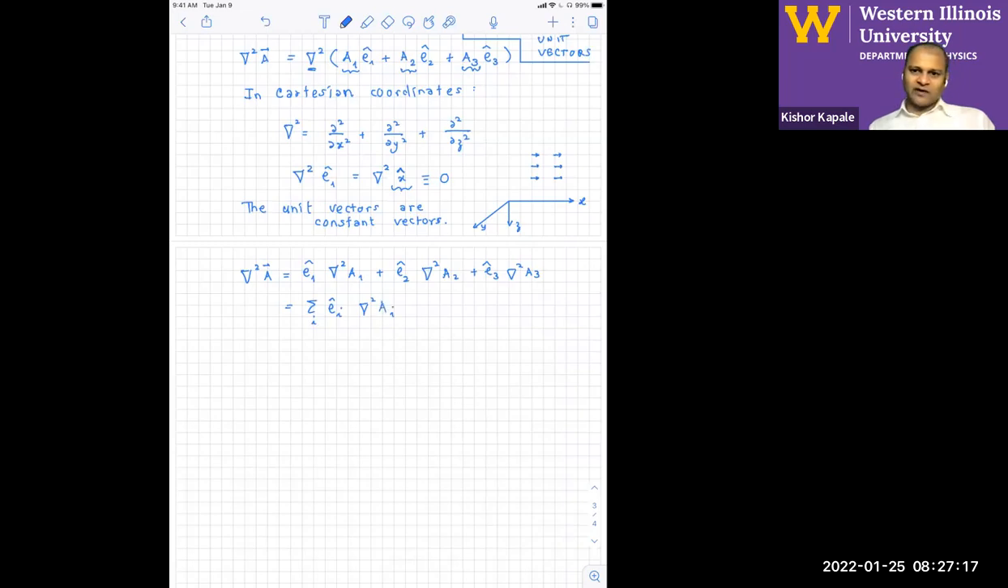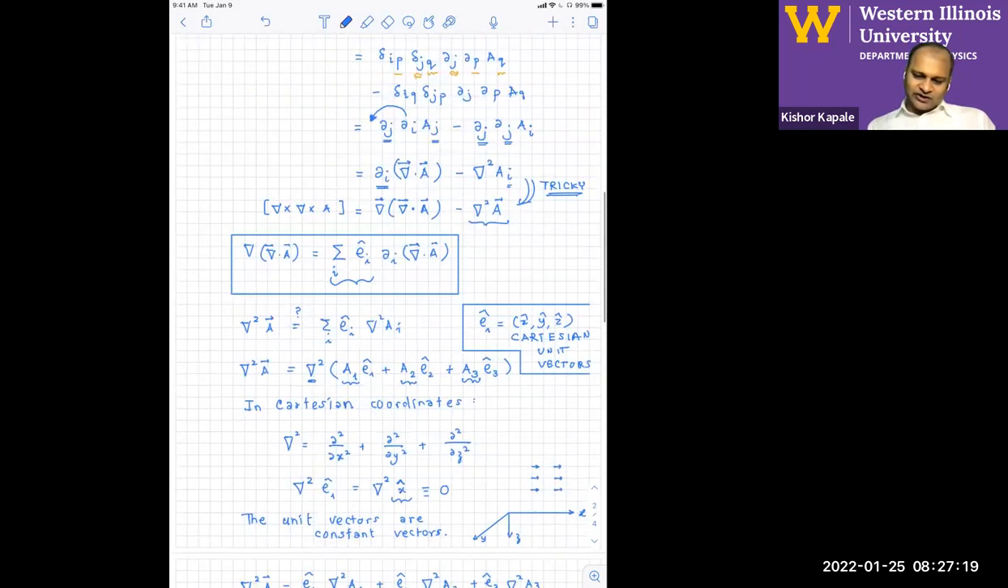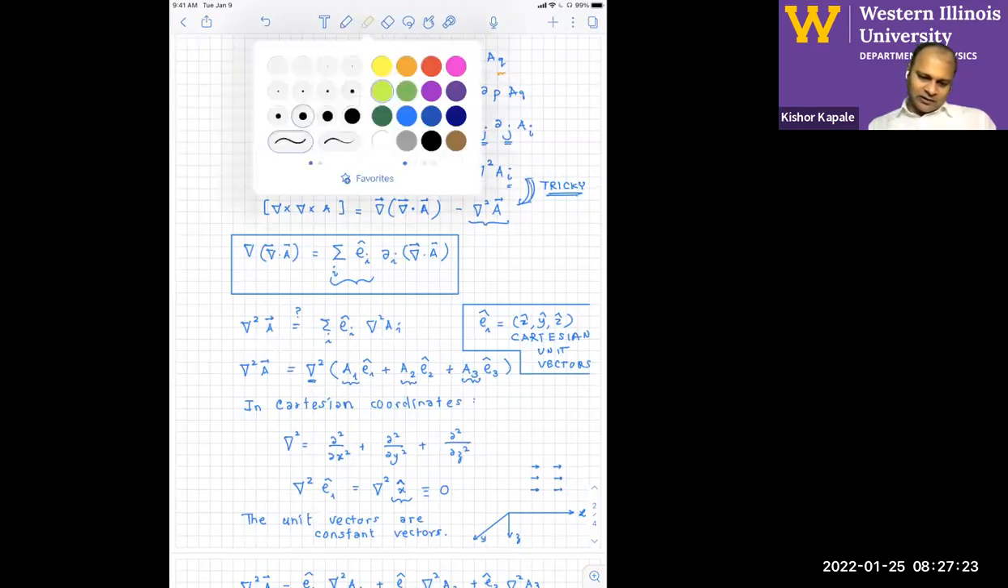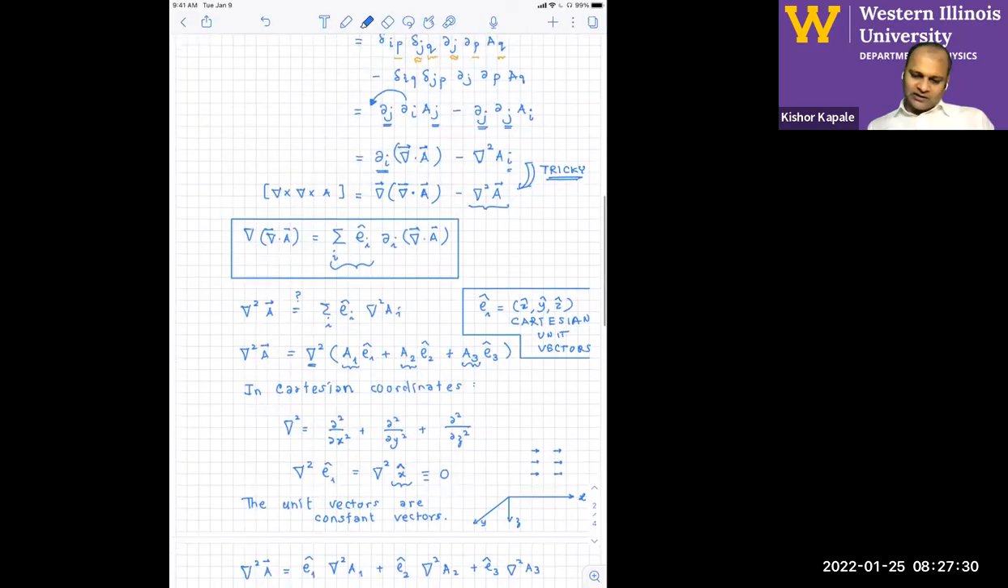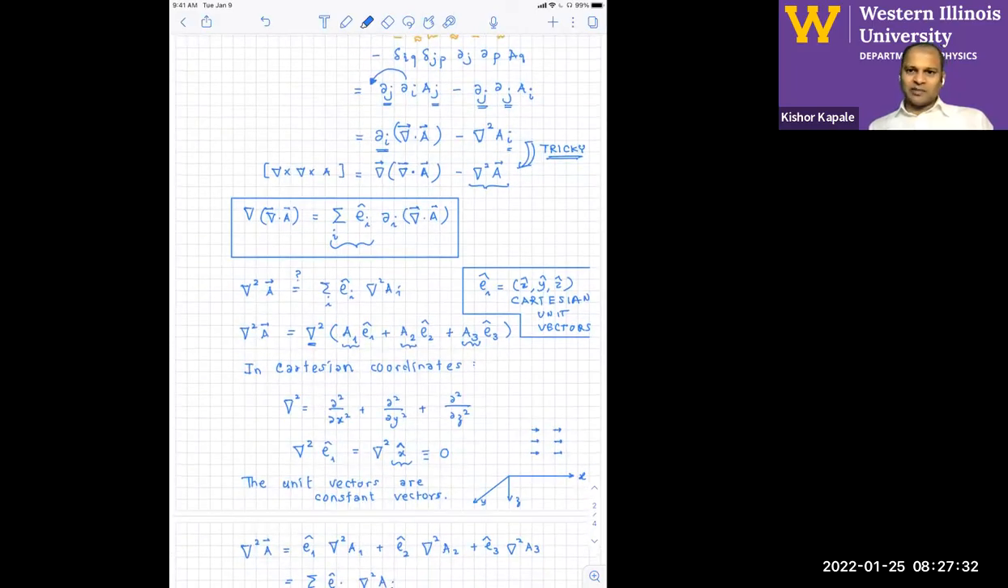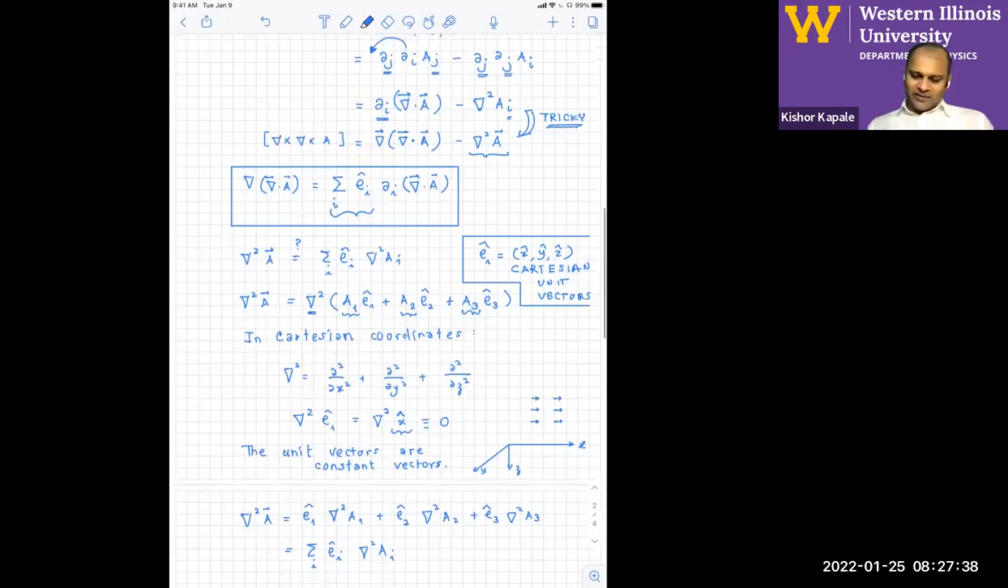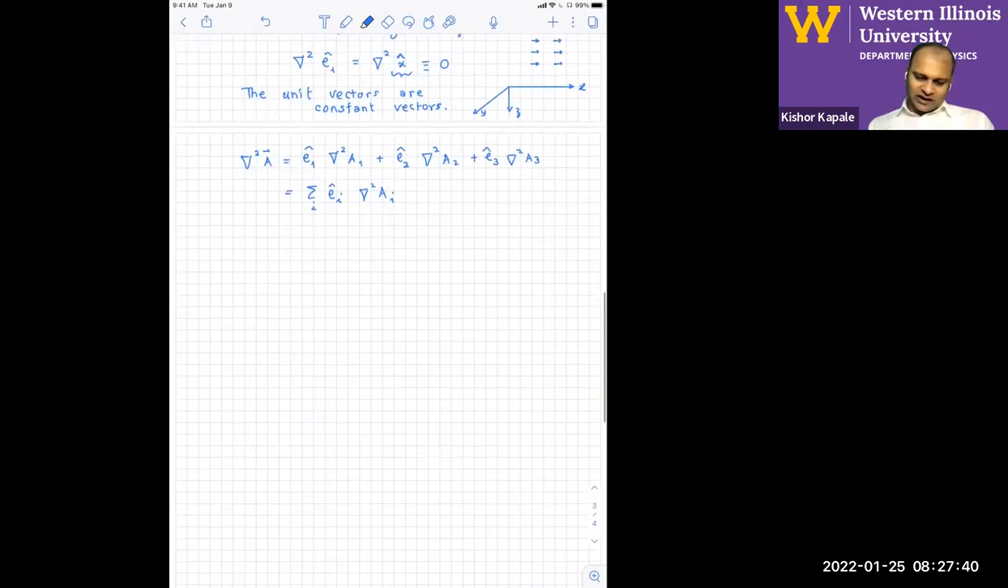Okay, everybody with me so far with that? And that's why I can make this jump, right? I am allowed to make that jump because the del squared applied to the unit vectors in the Cartesian coordinates is 0. Okay, so this part is done.